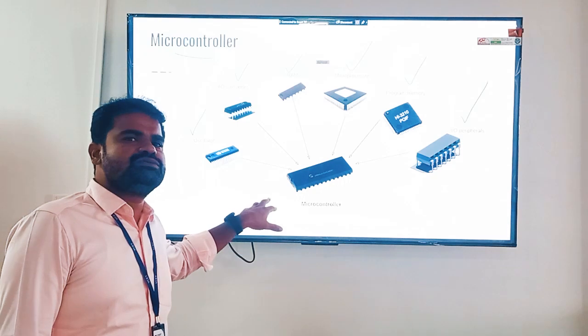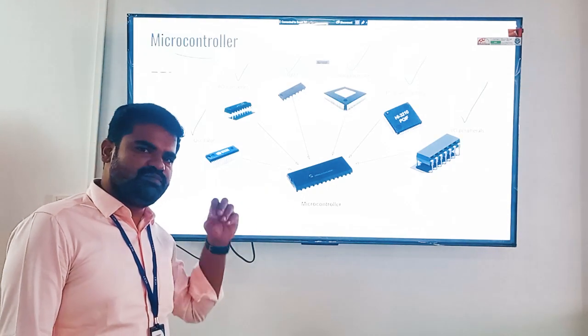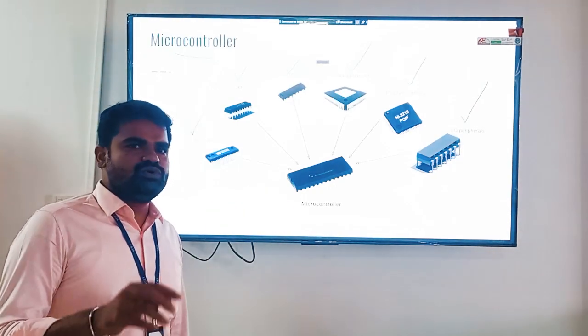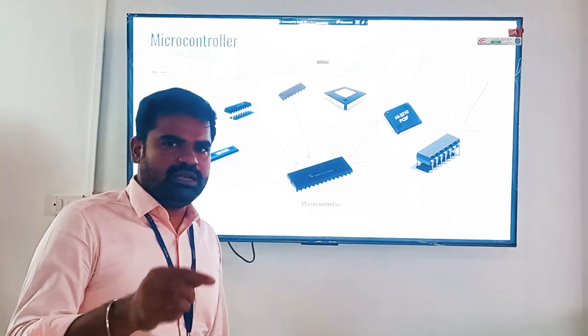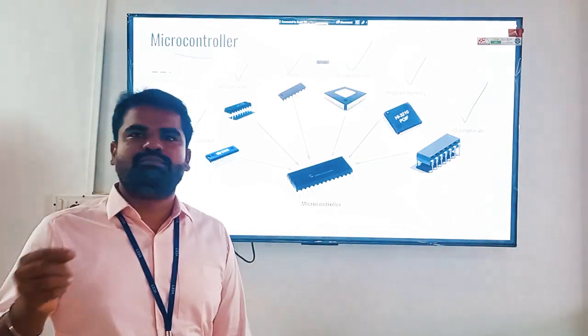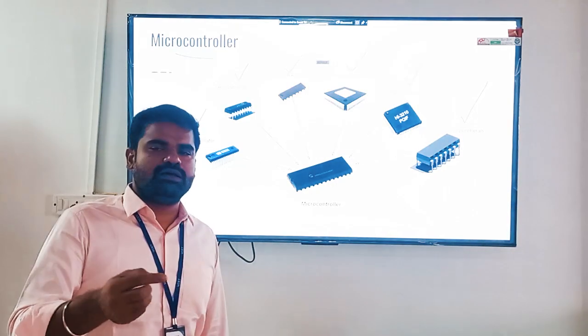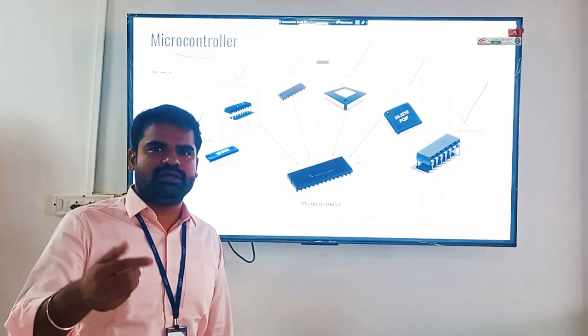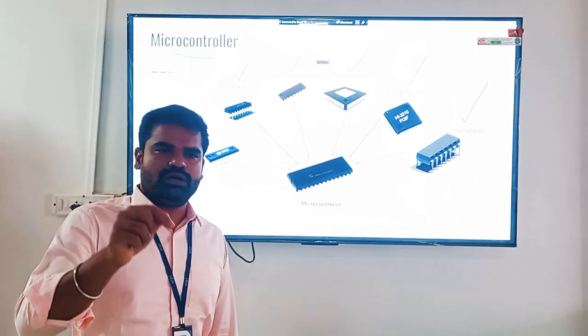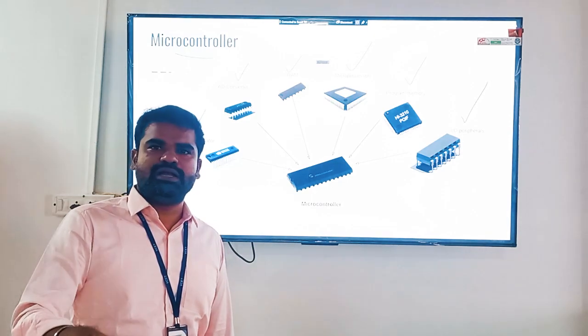This accelerator is important for the speed of the input processing. For example, you are typing A or B, some words on a keyboard, or you are giving a calculation, after 5 plus 6 you give enter.